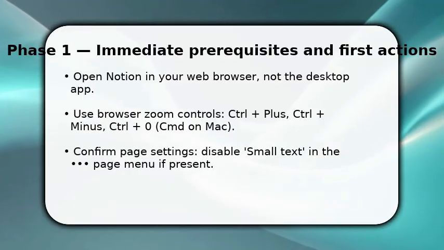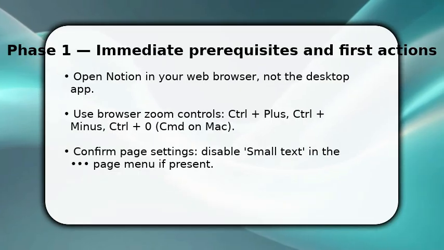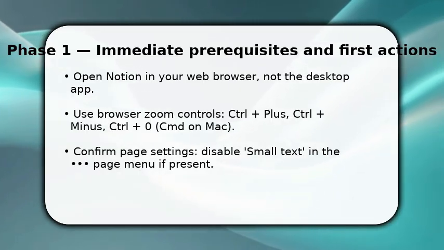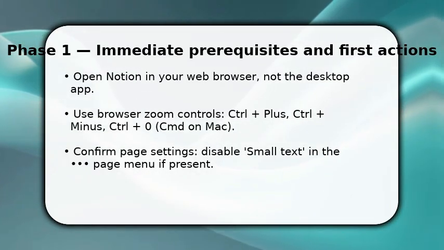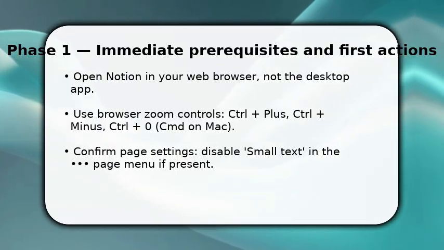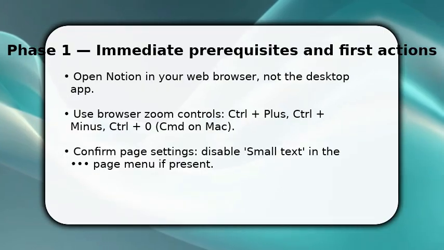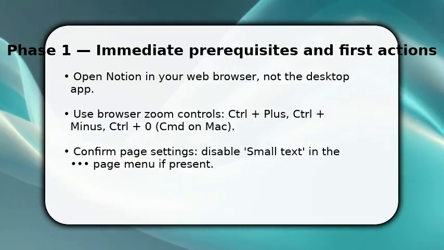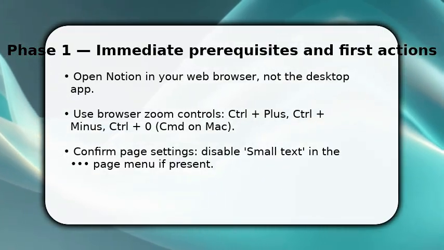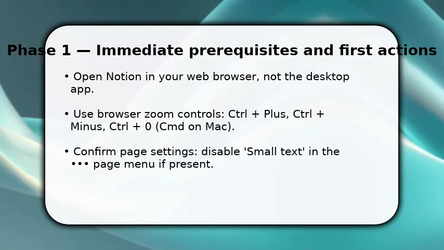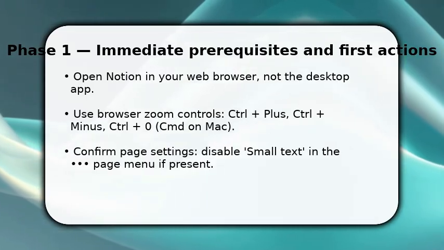You start in the browser because this is the only reliable way to change text size across Notion. Open the page you want and use browser zoom right away. For example, press Ctrl and plus or CMD and plus until text is comfortable. Make sure to check the page menu and turn off any small text option so zoom increases actual readable type.